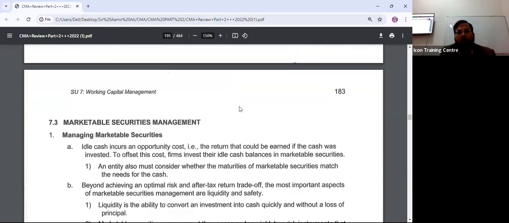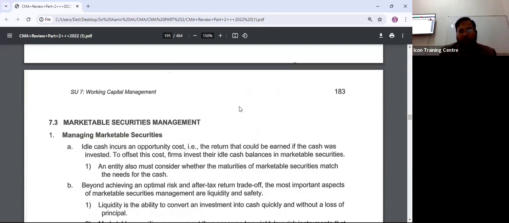Okay, now you come to page number 183, which is called marketable securities management. How do you manage the marketable securities? Idle cash incurs an opportunity cost, right? Now you have that idle cash with you and you are not investing somewhere else. So it is costing you, which is called opportunity cost, because you could have invested somewhere else to get some return.